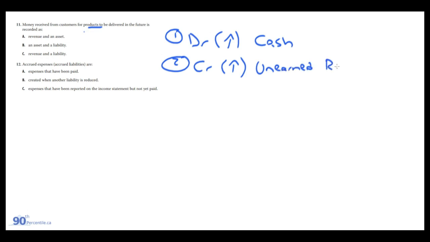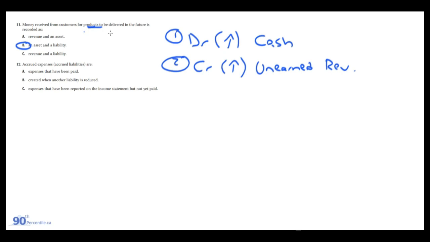revenue. Even though we've received the cash, we haven't actually provided the goods or service yet, so we have to match it using accrual accounting. And it's essentially a liability because we're going to have to perform or deliver these products at some point in the future. So the answer would be, it's recorded as an asset and a liability.